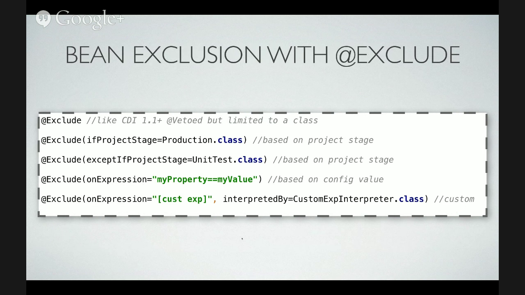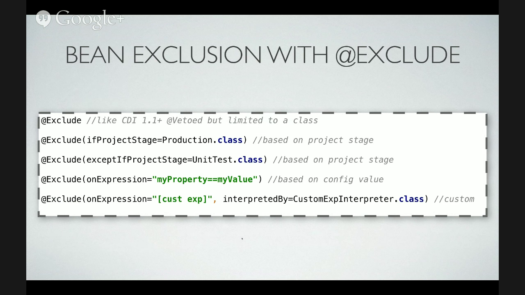So DeltaSpike provides an @Exclude annotation. If you're working with CDI 1.1 in Java EE 7 or CDI 1.2, you already have the @Vetoed annotation, which is a way to forbid a class to become a bean or a package to become a bean. So you won't need the @Exclude annotation, but you can still use it because you have more powerful features with the @Exclude. As you can see in the examples, you can exclude a bean depending on the project stage.